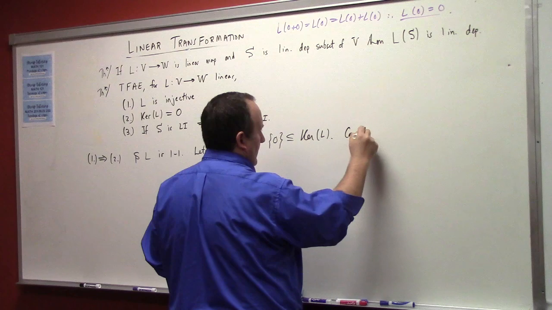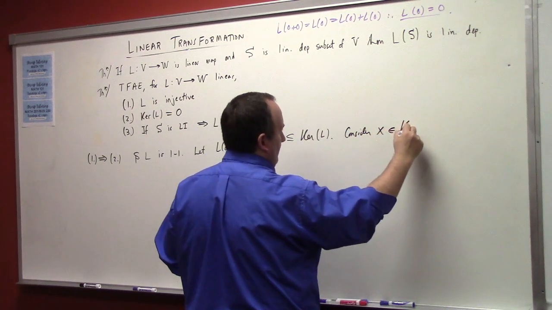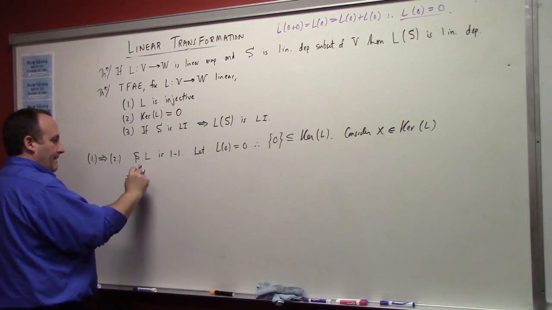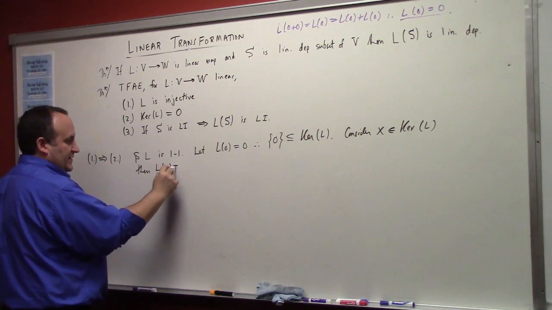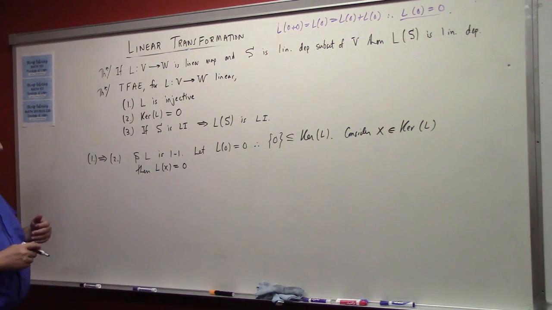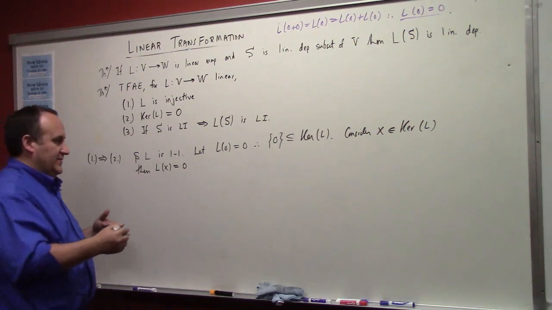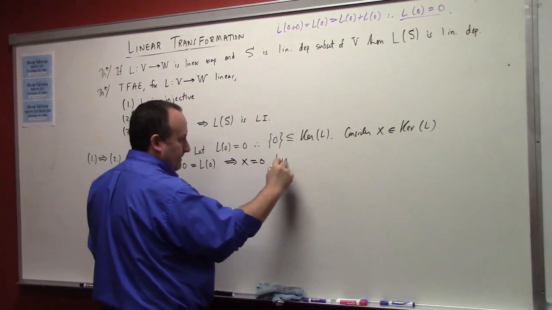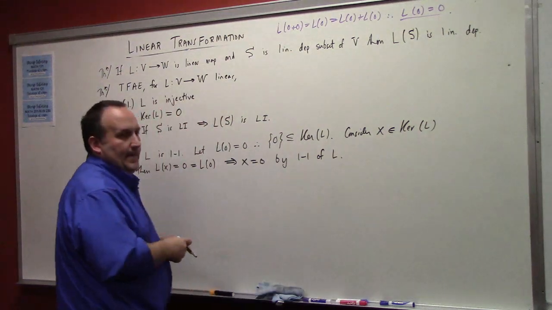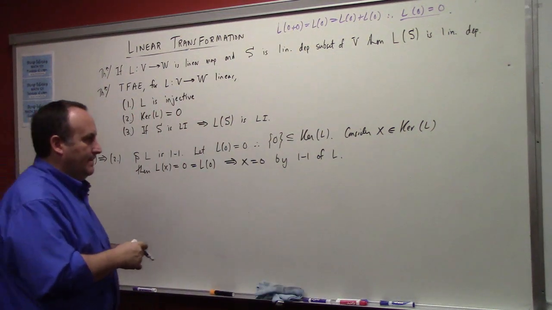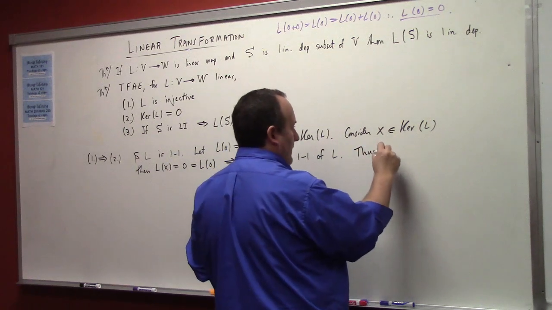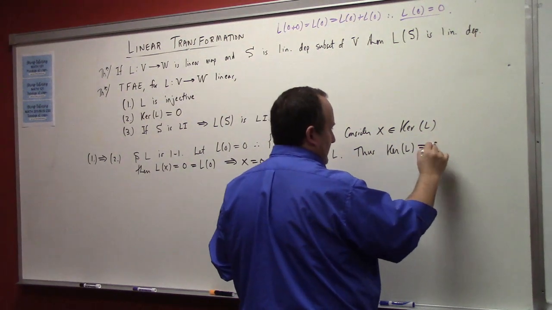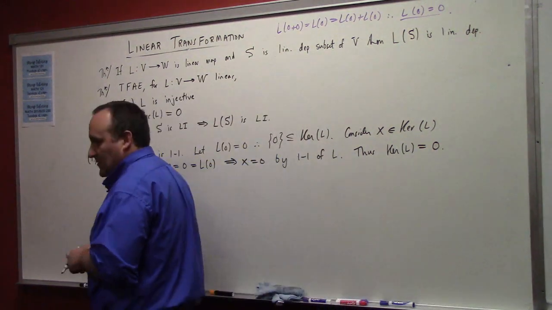Consider x an element of the kernel. Then L of x is equal to 0. But what did we just say? L of 0 is 0, which implies x equals 0 by injectivity. Consequently, the kernel of L is just equal to 0. Pick anything in it, it has to be 0 by injectivity.